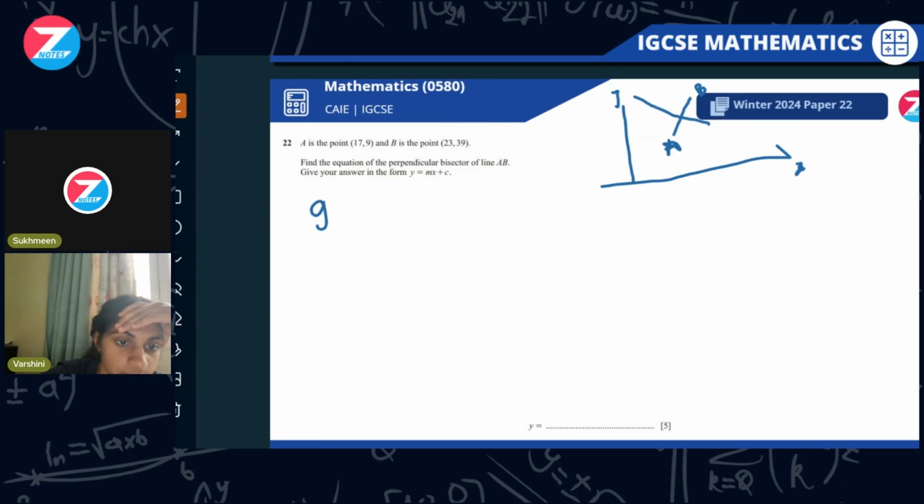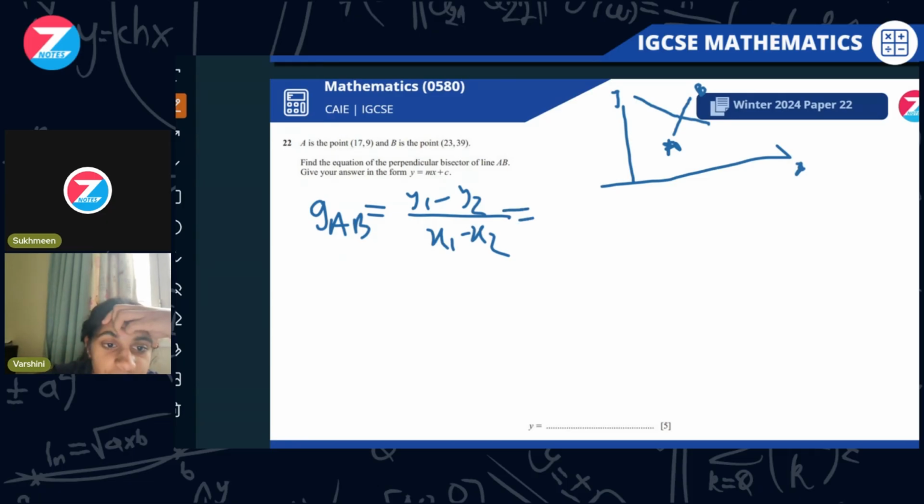Wait, hold on. The gradient of AB equals, and we know it's just y1 minus y2 divided by x1 minus x2. So over here, that's going to be y1 minus y2, which is 39 minus 9, which is going to be 30, divided by x1 minus x2, 23 minus 17. And over here, you can also make it 39 minus 9. So all you have to do is put this in your calculator.